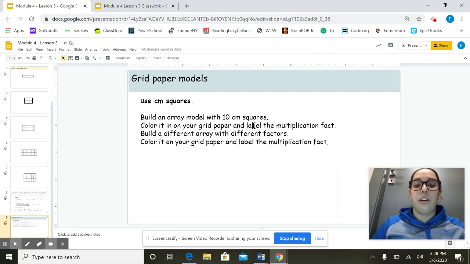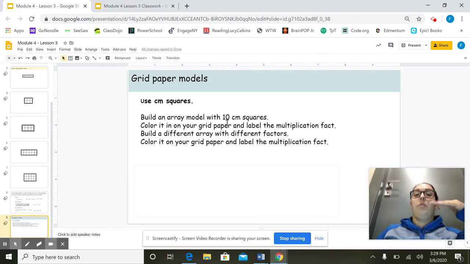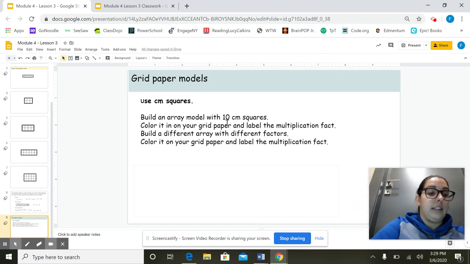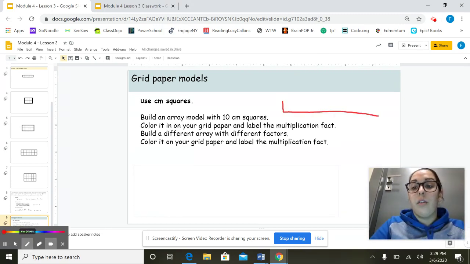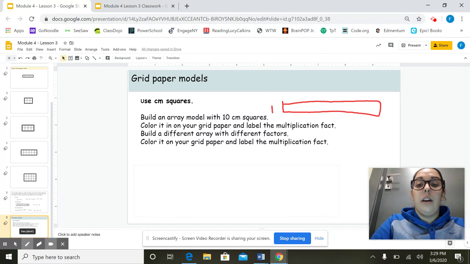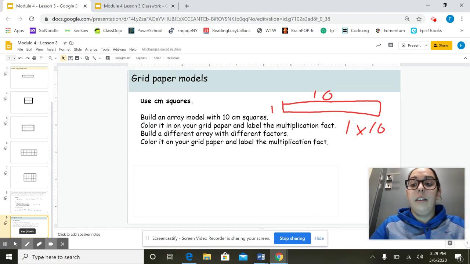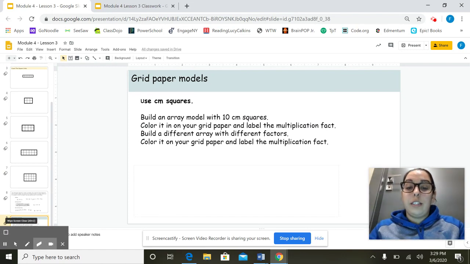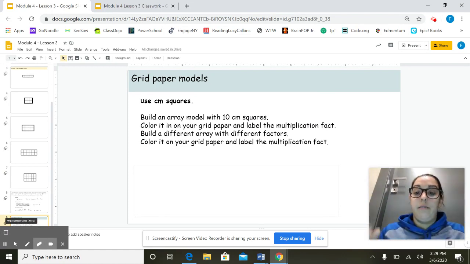You're going to color it in on your grid paper and label the multiplication fact. You're going to build a different array with different factors. So if you chose, for this one, let's say you did 1 row of 10, that would be 1 times 10. Let me write that down for you. So if you did 1 row of 10, it would be 1 by 10. You would write out your equation 1 times 10 equals 10. If you chose that, you need to choose a different array.